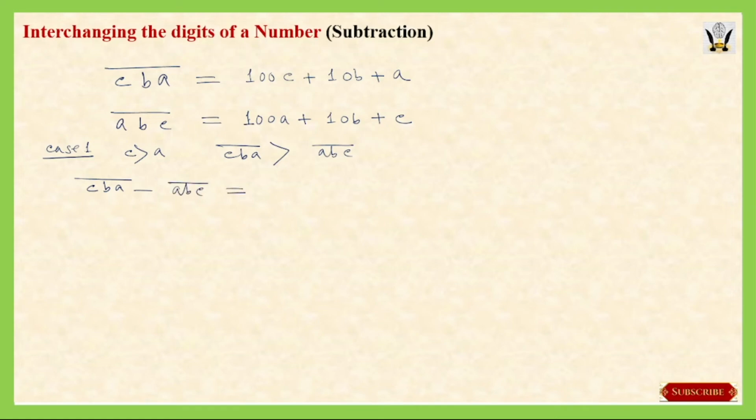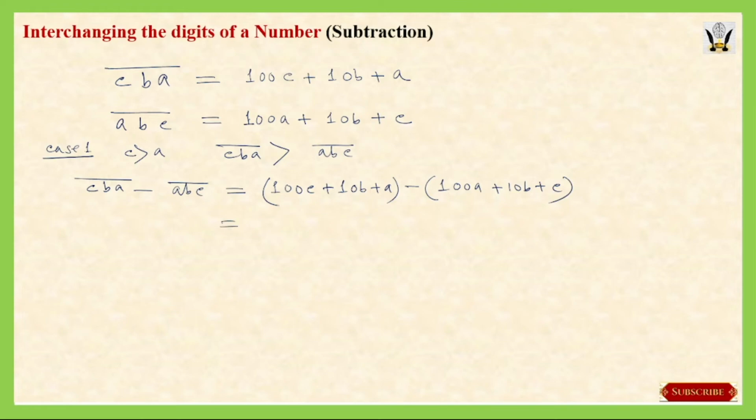So on the right side, what will be our expression? It will be 100C plus 10B then plus A. That is the expanded form of the first number CBA, and then from there we will be subtracting this expanded form. So it will have 100A plus 10B and then plus C.